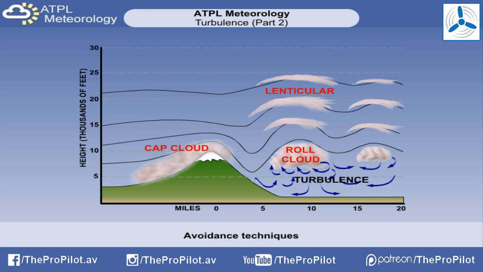If you have to penetrate the rotor, disengage the autopilot, fly at turbulent penetration speed, and let the aircraft ride the turbulence. Fighting the aircraft and the atmosphere may cause damage to the aircraft structure.